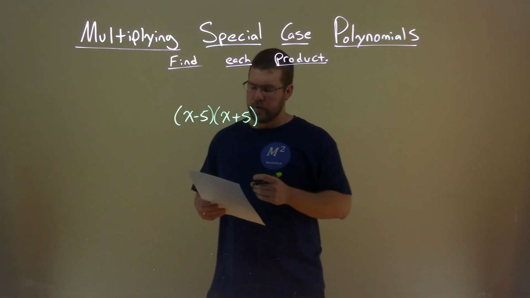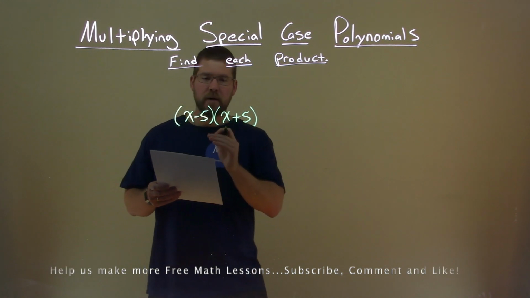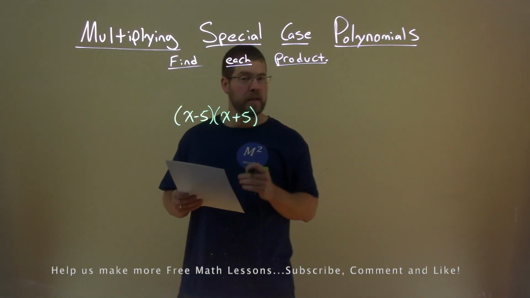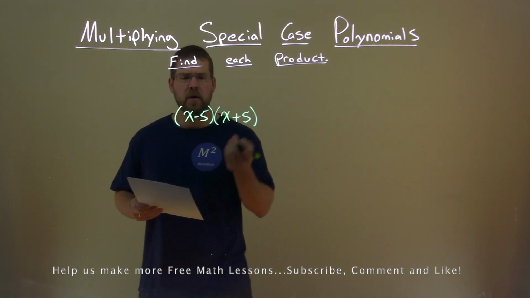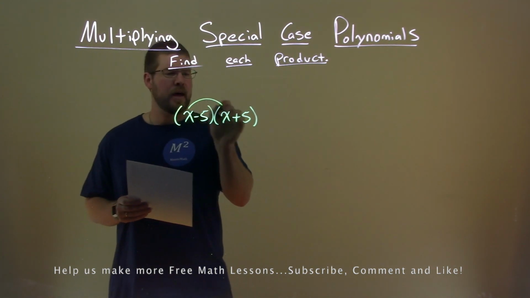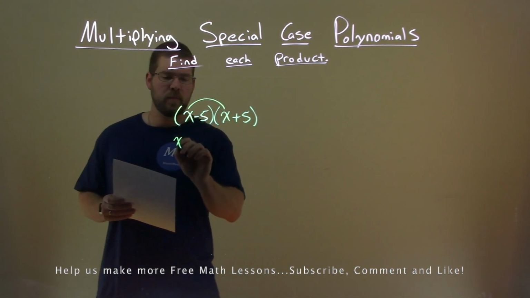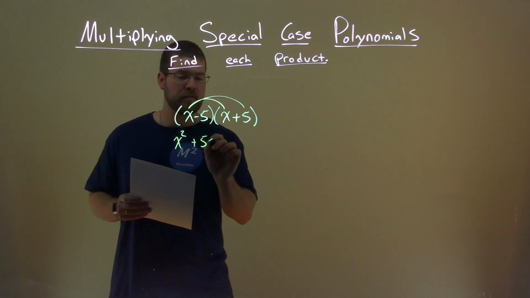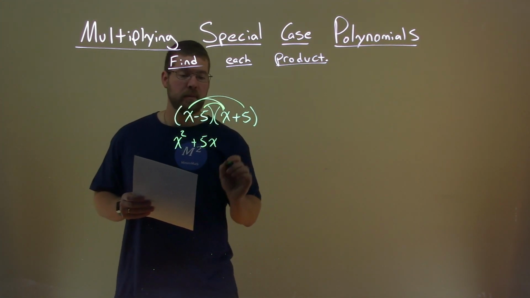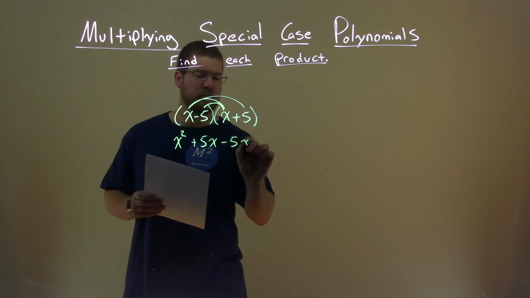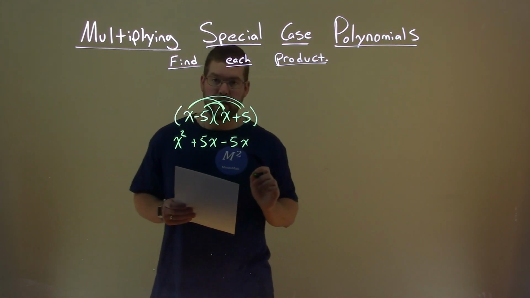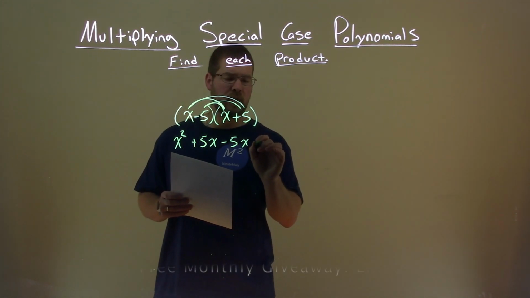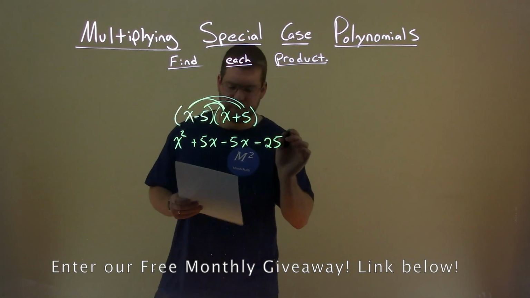We're given this problem here, x minus 5 times x plus 5, and we need to find the product. Well, we first start off with taking x and multiply it by that x, and we get x squared. This x times 5 is, well, 5x. Negative 5 times x is a minus 5x. And minus 5 times a positive 5, well, 5 squared is 25, so we go minus 25 here.